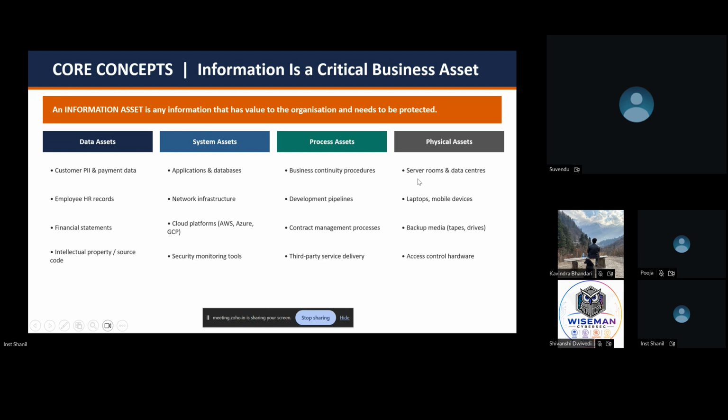Okay. Then we have physical assets. So physical assets includes server rooms, data centers, laptop, mobile devices, any backup media, hard drives, or any access control hardware like the security tokens or the biometric devices which we use to log into a particular system. So all these are physical assets.